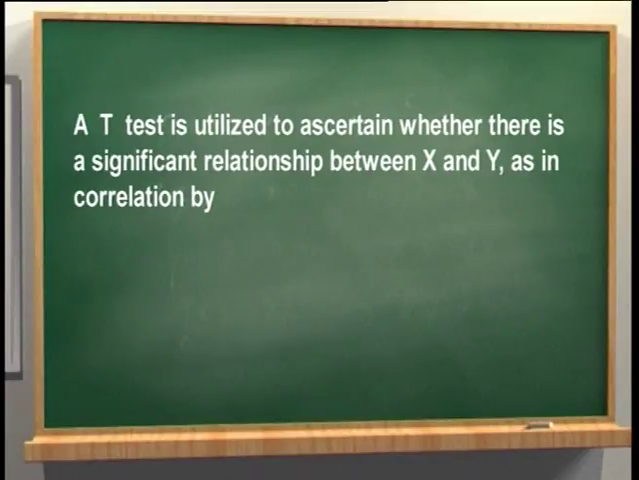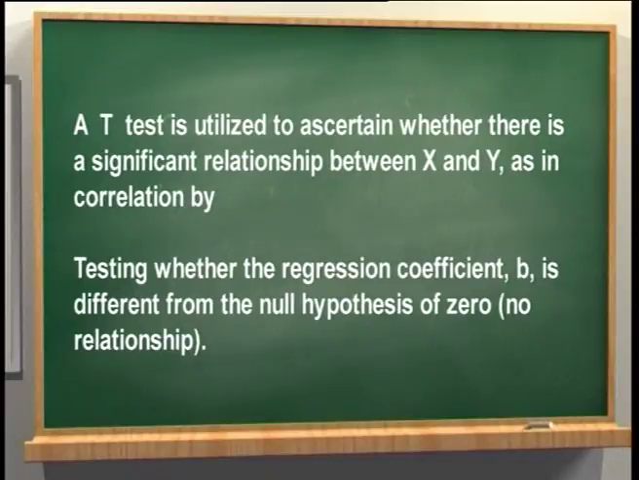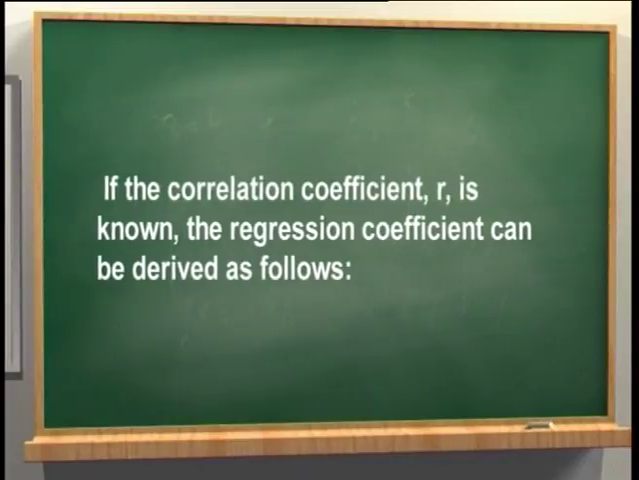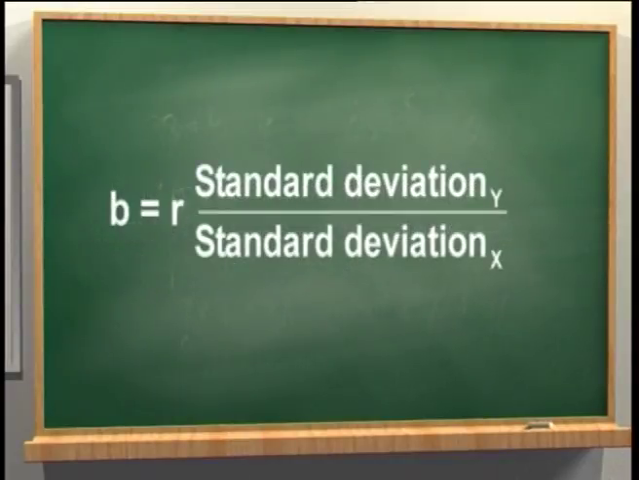A t-test is used to ascertain whether there is a significant relationship between x and y, as in correlation, by testing whether the regression coefficient B is different from the null hypothesis of 0. If the correlation coefficient R is known, the regression coefficient can be derived as follows. The regression coefficient is equal to R times the standard deviation of y divided by the standard deviation of x.